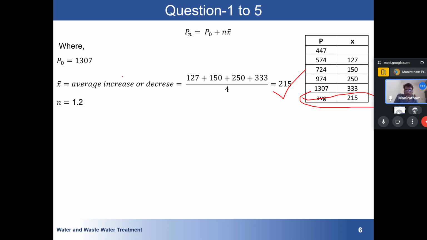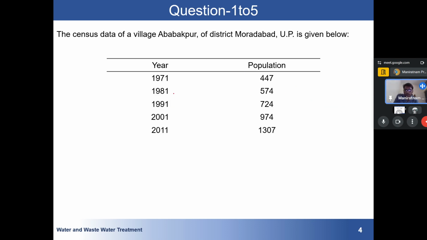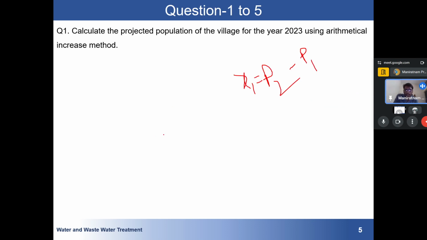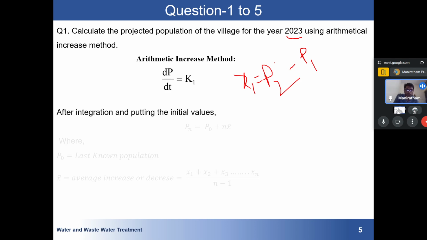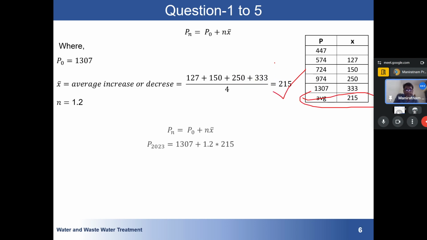Now remember, the last known population was of 2011, and I have to find the population of 2023. We know that one decade is equal to 10 years. So it is asking to find the population after 12 years, so the number of decades will be 12 divided by 10, so n is equal to 1.2. If we substitute the value, we will find the population in 2023.